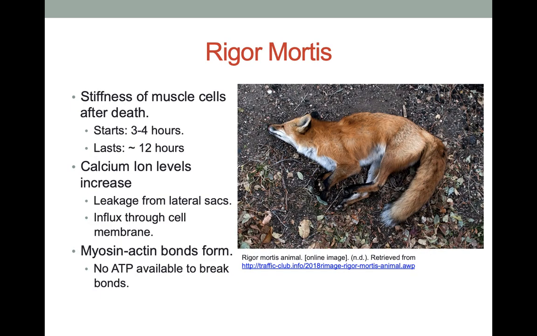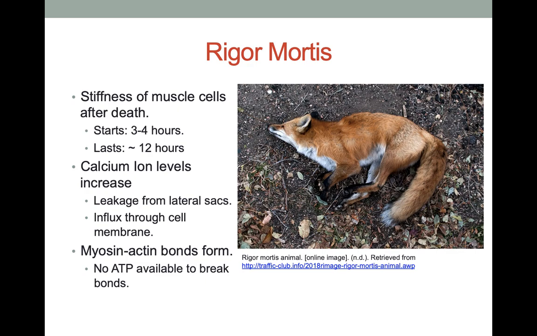Rigor mortis is something that happens. It's the stiffness of muscles that occurs after death. It's related to this calcium and ATP stuff we're going to discuss here. It typically starts about 3 to 4 hours after death and lasts up to about 12 hours. That is slightly dependent upon environmental conditions. Different temperatures and things can factor into that. But again, from the last slide, remember, in order for myosin and actin to release from each other, we need fresh ATP.